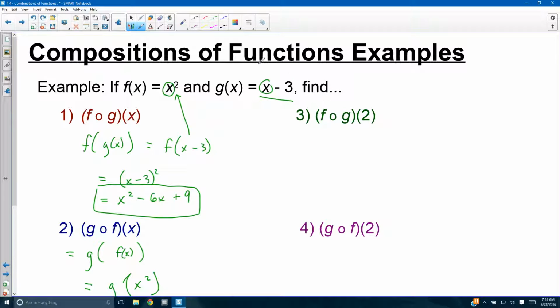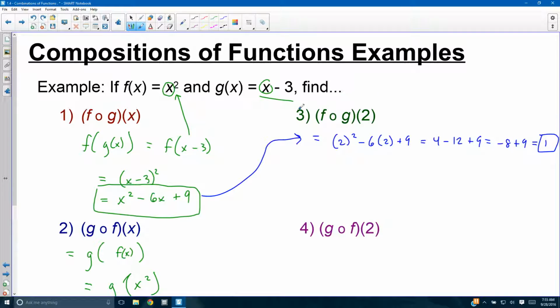Okay, number 3 I'm going to do in 2 different ways. I'm going to do it by evaluating f of g of 2 straight off the bat by substituting this in here. This will be 2 squared minus 6 times 2 plus 9, which is 4 minus 12 plus 9, which is negative 8 plus 9, which is 1.